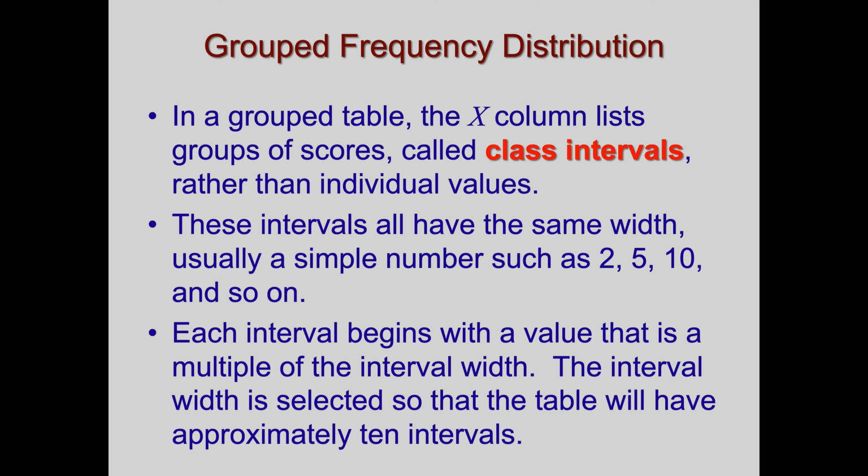In the grouped frequency distribution table, you set up intervals rather than individual scores. The intervals all have the same width. So you can't have an interval from say 20 to 60 and then 60 to 65 and then 65 to 75. You can't do that. All of them have to be the same width: 20 to 40, 60 to 80, 80 to 100, that kind of thing. Each interval begins with a value that is a multiple of the interval width. The interval width is selected so that the table will have approximately 10 intervals, or however many you think it should have. So let's look at a good example.